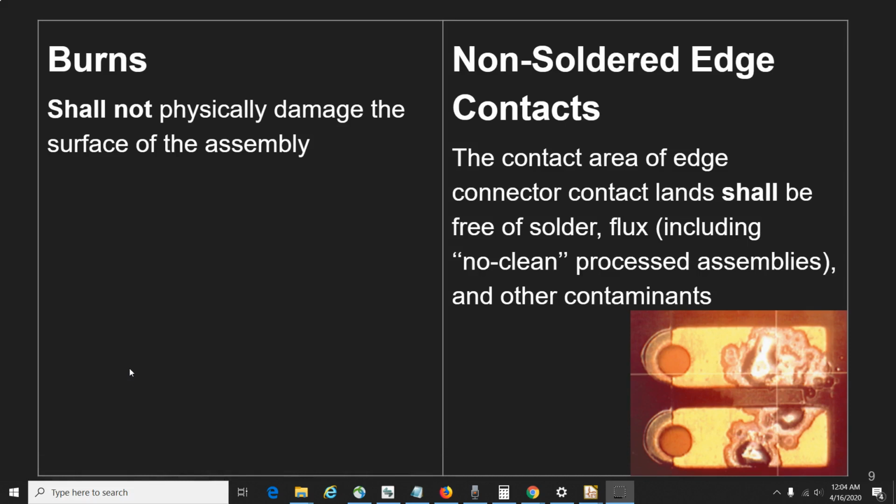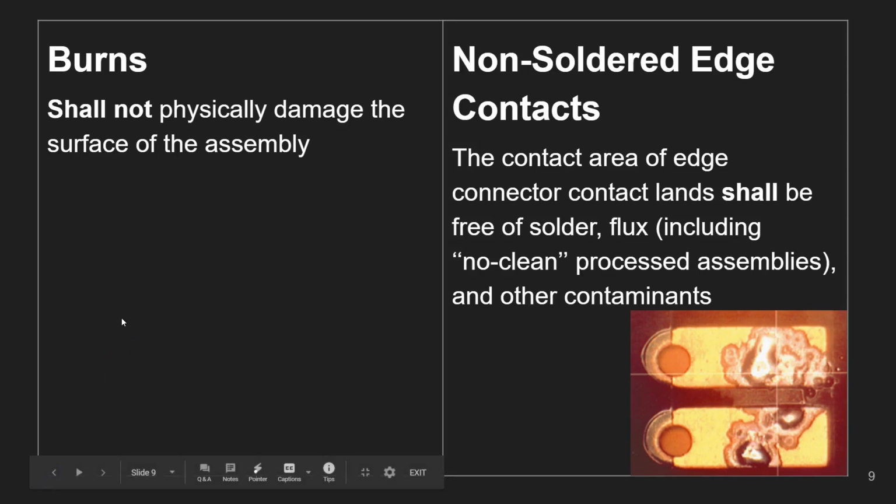This slide talks about burns and non-soldered edge contacts. Examples for burns could be incorrect placement of components, power failure, and overheating due to lack of space on the PCB. These are just a few examples of things that can go wrong at the design and at the manufacturing stage, which can lead to burns. We should keep in mind that burns shall not physically damage the surface of the assembly, and if that happens, the PCB will be replaced for all three categories, class 1, class 2, and class 3.